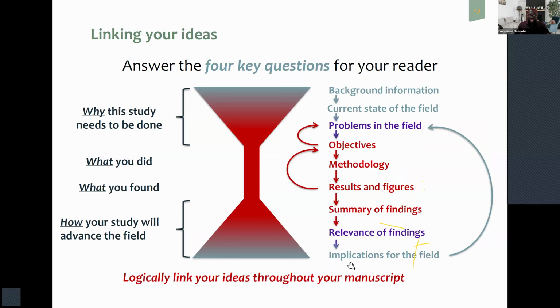So there is a linkage. Right from the introduction to the discussion, there is a sequential flow of ideas. Logically, you must link your ideas throughout your manuscript. If not, there will be loss of the thread. I already talked about the thread. All right.